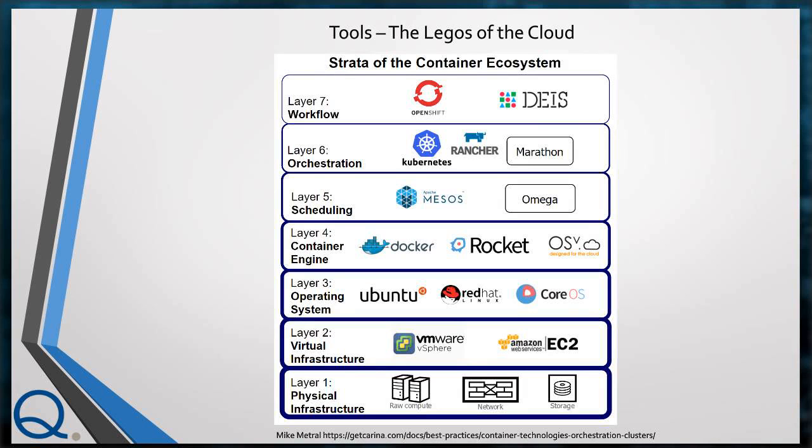You have your different container engines. A lot of people think Docker is the only name of the game out there, and really it's not. There's Rocket from CoreOS and OSV. Those are the 3 biggest right now. There are also some others that are messing around in the field. Then on top of that you have your scheduling, orchestration, and workflow layers, and these all mesh together and work with each other to create a highly flexible and configurable environment that is easy to manage from an admin perspective.